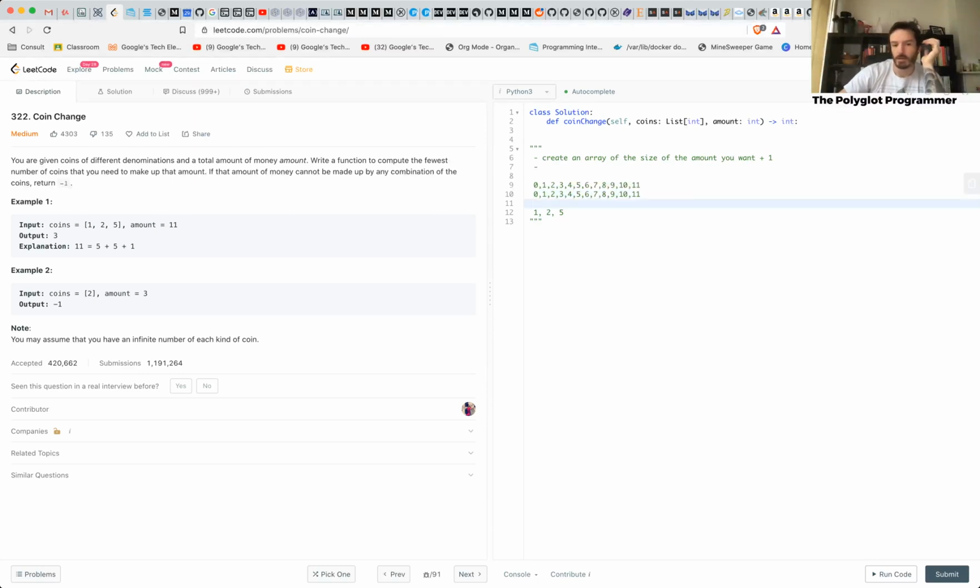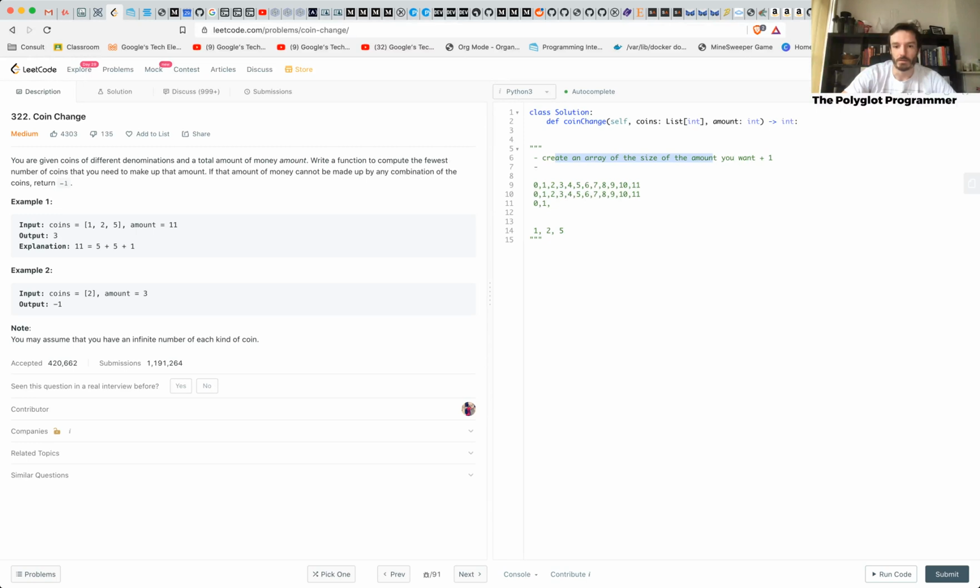The formula that we use here is: is the coin value less or equal than the current amount? If it is, we'll update it. So is 2 less or equal 0? No. So then we just move on. Is 2 less or equal 1? No. We can't form value 1 with a coin 2, right? Is 2 less or equal 2? Yes, it is.